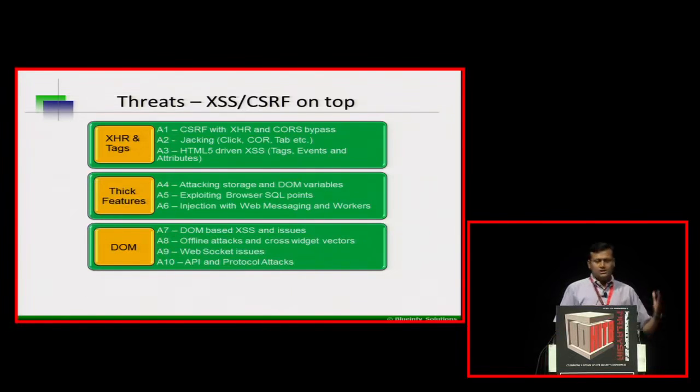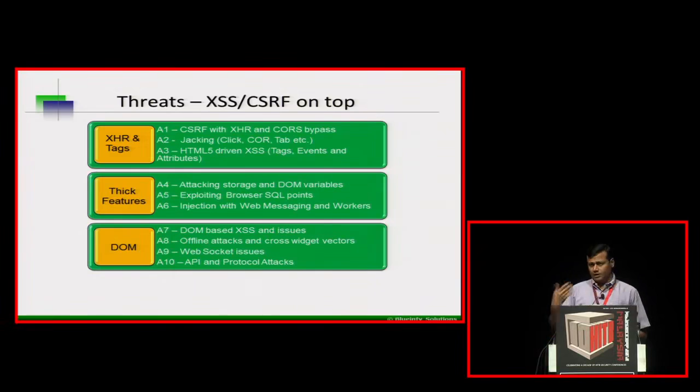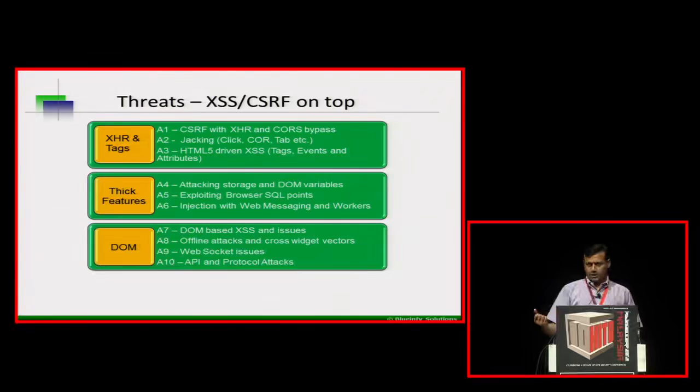So these are the top 10 kinds of attack vectors which we are seeing in this new light. One is CSRF with XHR and CORS. Second is jacking. We have clickjacking, tab jacking, and so on. There is something called CORS jacking where you can load cross-domain resources as well. So we'll cover that. Then there is HTML5 driven cross-site scripting, and then there are attack vectors attacking storage, DOM variables, exploiting browser plugins, and so on.